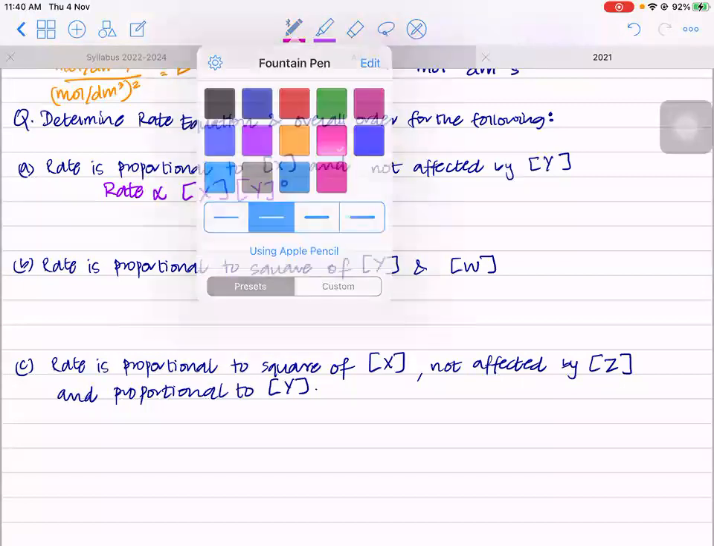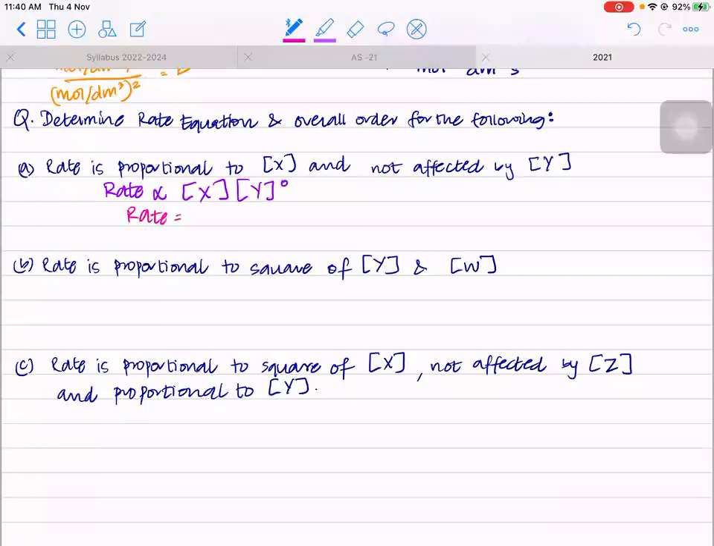And now when you remove the proportionality sign, you will have the rate constant. So rate is equals to K x y raised to the power 0. This right here becomes your rate equation. And if you want to calculate the overall order would be what? 1 plus 0, that is first order. Because this is first order, this is 0 order. So the overall order would be 1 plus 0, that is first order. Clear?